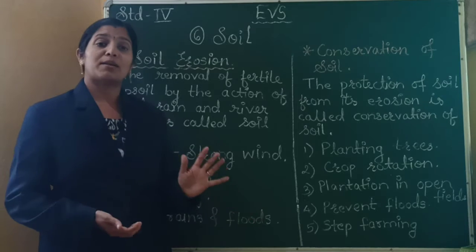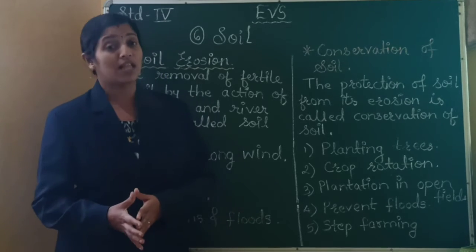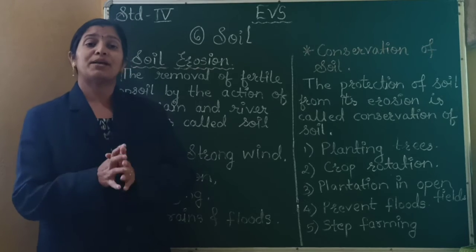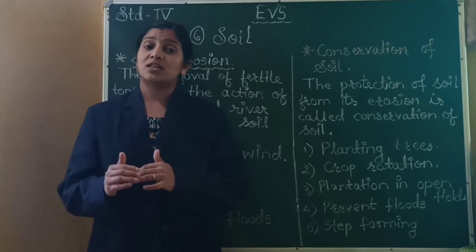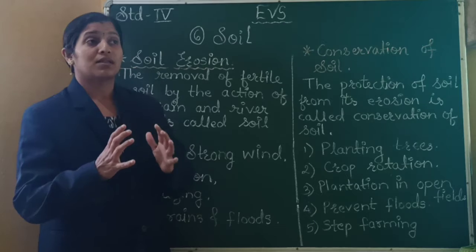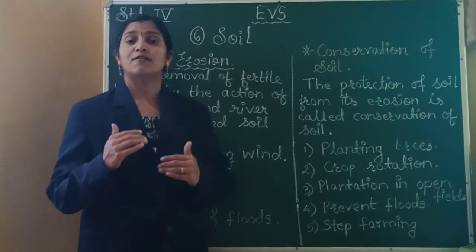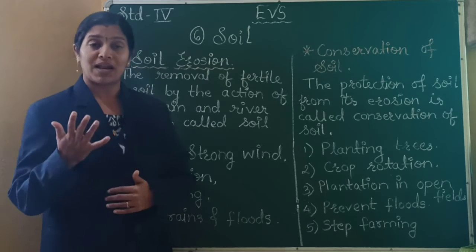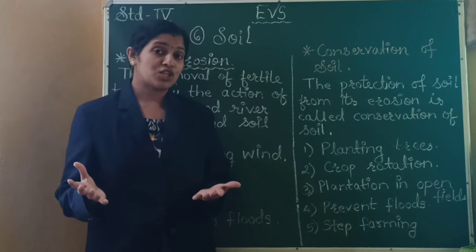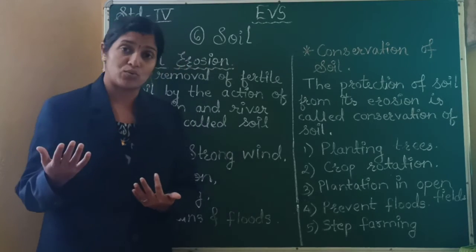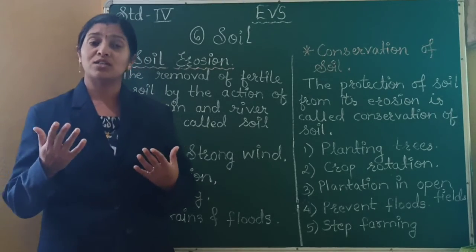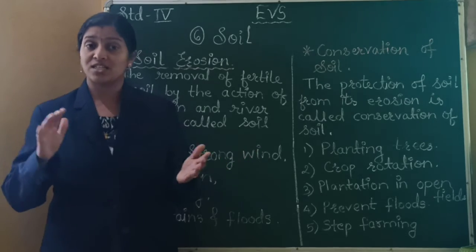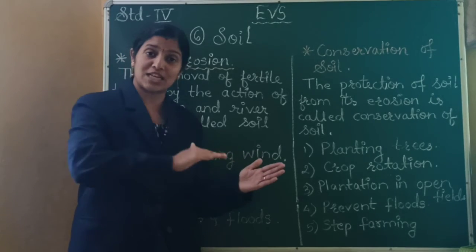Also, the next method is step farming. Step farming is one of the methods with the help of which we can avoid soil erosion. Step farming means farmers make steps in their fields. The best example is the tea plantation. Where is tea plantation done? It is done in the mountains. And in the mountains there are steep slopes. We do not have a plain surface there, but a steep slope.